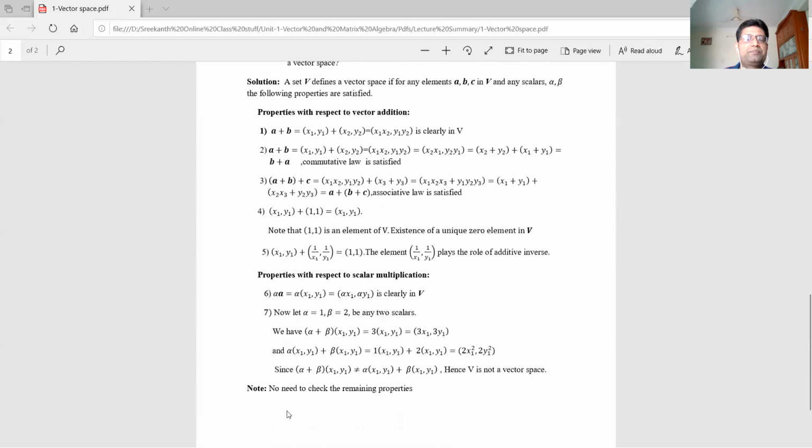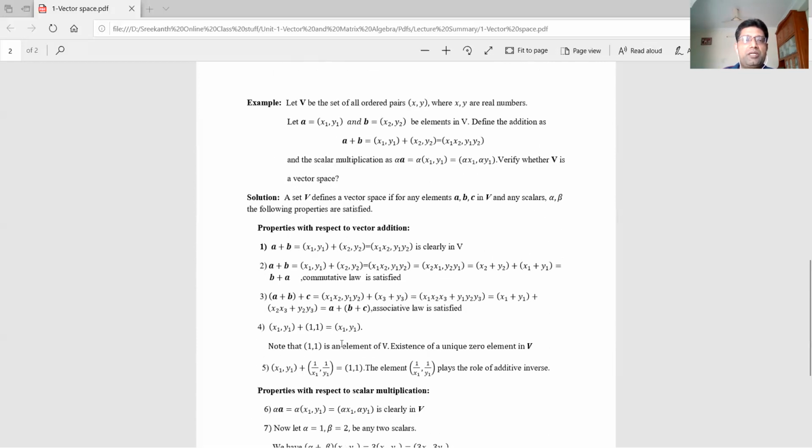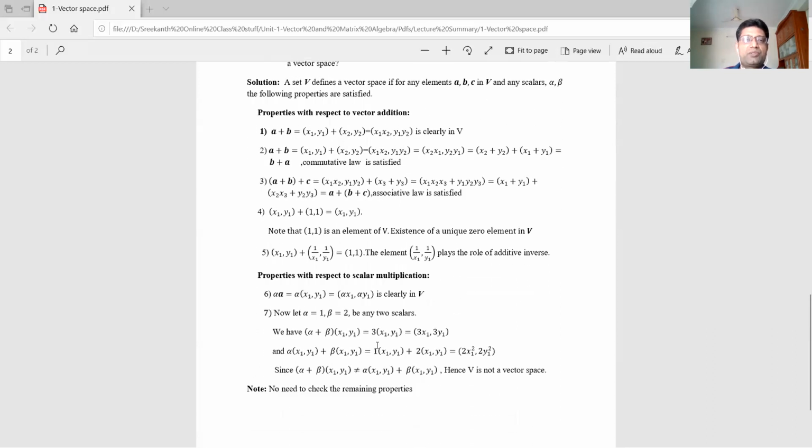Now coming to the fourth one. If I take any ordered pair x1, y1 from the set V, and if I choose 1, 1 as my identity element, then with respect to this addition operation, I can write x1 into 1 is x1, y1 into 1 is y1. That means this is true for any element in V. So this 1, 1 is acting as the identity element, and clearly this 1, 1 belongs to V because it is an ordered pair and 1 is a real number. Therefore, it is satisfying the fourth axiom also.